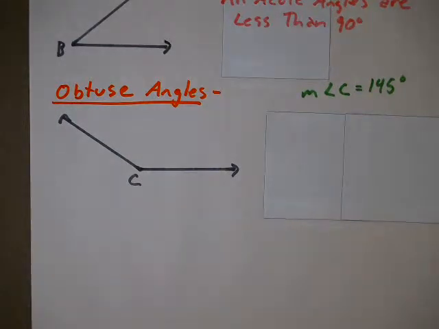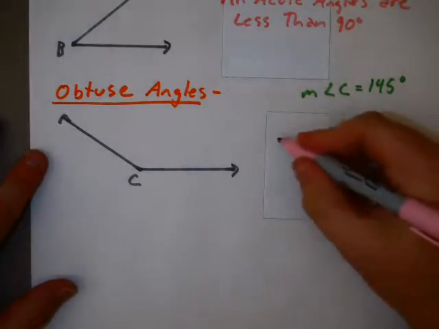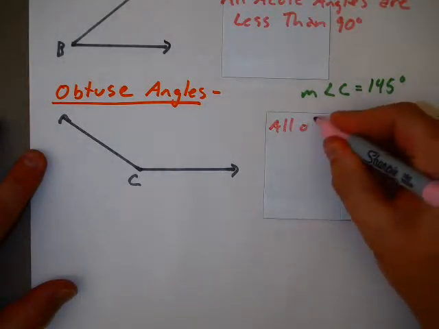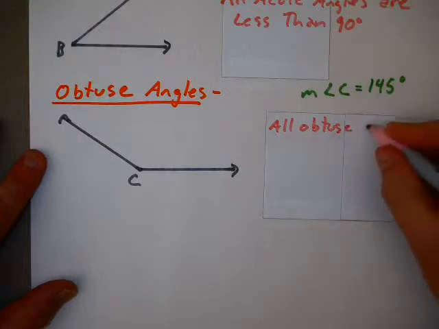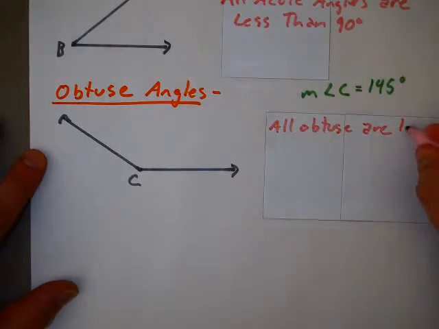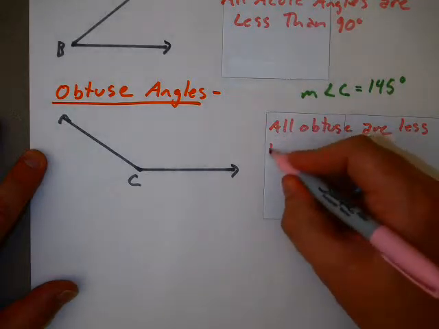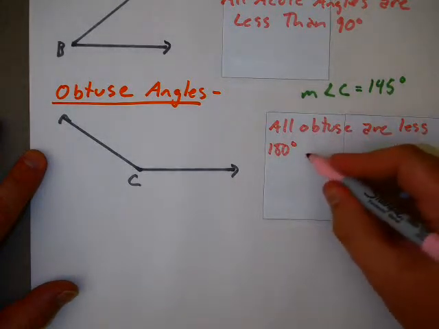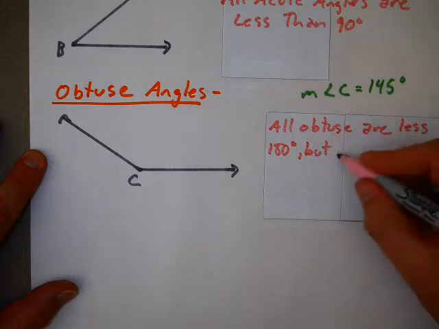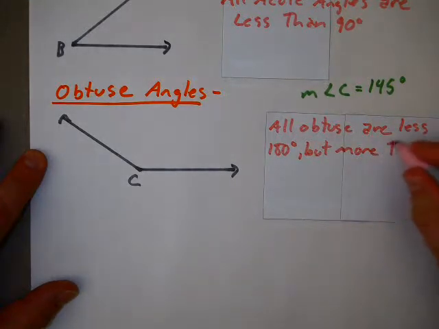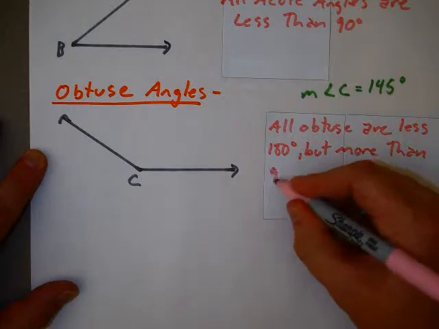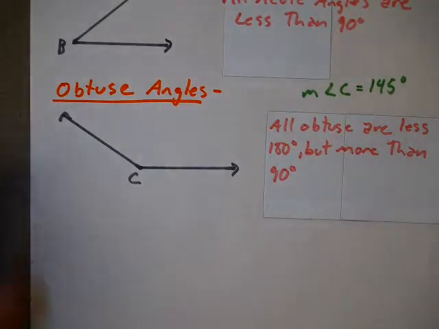So what does that tell us about obtuse angles? It tells us two things we need to know. All obtuse angles are less than 180 degrees, but more than 90 degrees. And that is how you go about classifying the three types of angles: right, acute, and obtuse.